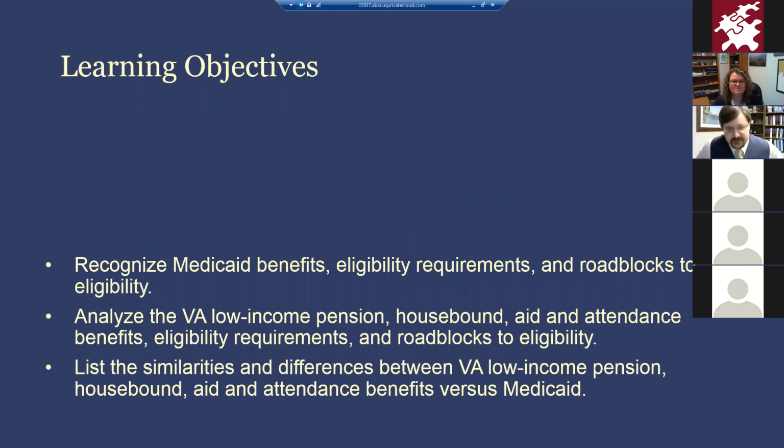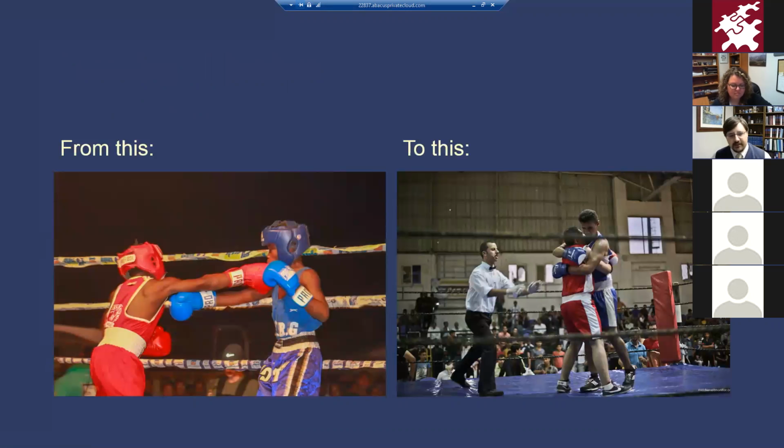Hopefully by the end of this session, we'll be able to recognize Medicaid benefits, eligibility requirements, and any issues that might come up. We'll take a look at VA low-income pension, housebound, and aid and attendance benefits, those requirements, and any roadblocks to those requirements. Then we'll figure out the similarities and the differences between the VA programs and Medicaid, so that at the end of the day, we go from punching it out to hugging it out, and have a good grasp on how all this works.